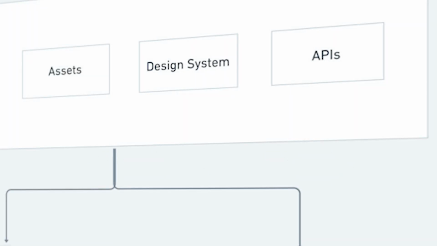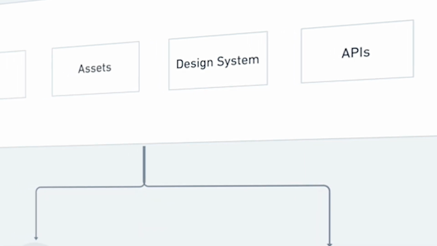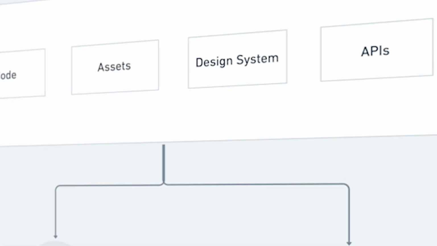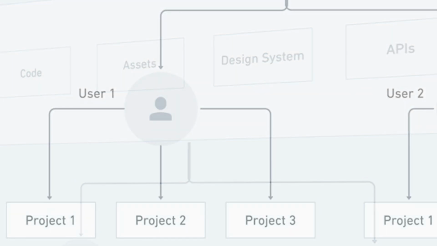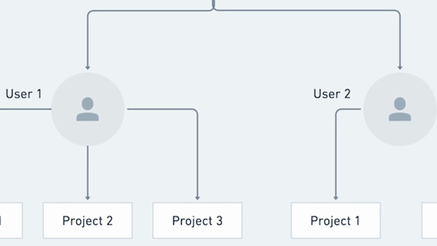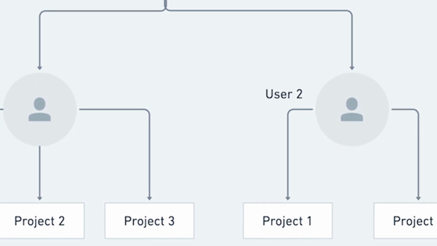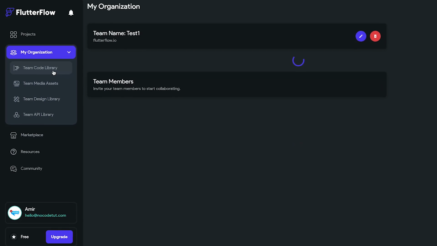Today we're talking about the My Organization feature in FlutterFlow. This is where you can manage billing for your team, edit projects simultaneously, and share resources like code, design systems, APIs, and assets. Whether you have a big team or you're flying solo, this feature is a game changer for keeping your development process organized and efficient. Let's get started with team code.